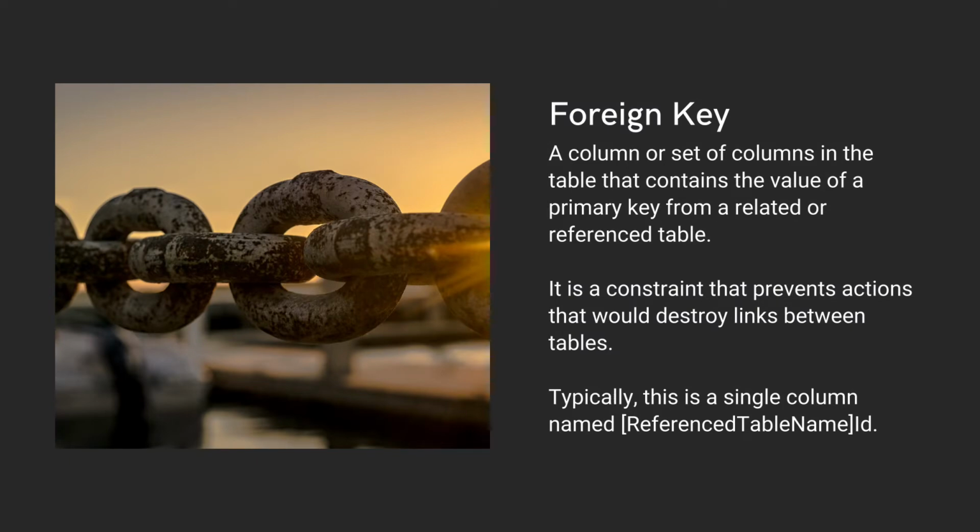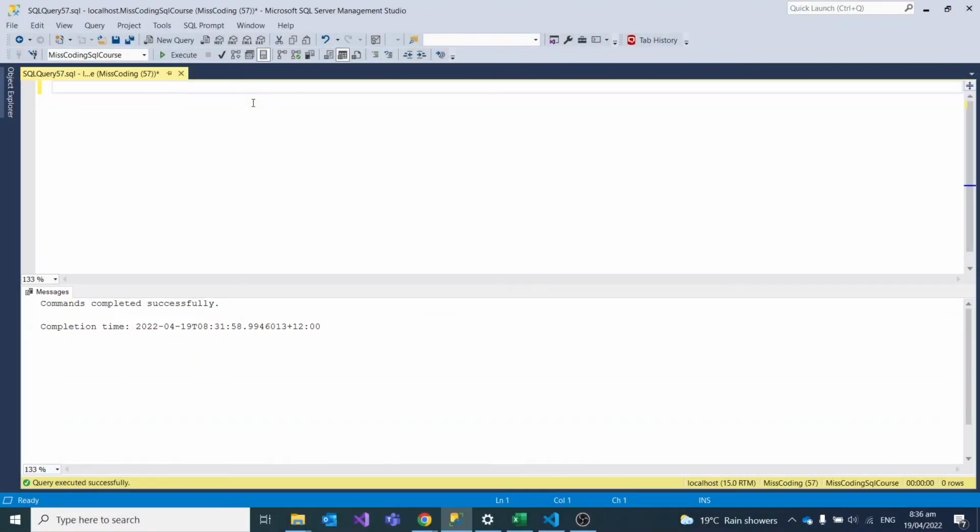In order to create relationships between your tables, you're going to need to specify foreign keys against your table. Basically, what these are is a column or set of columns in a table that contains the value of a primary key from a related or reference table. It is a constraint that prevents actions that would destroy links between tables, and typically you would name that something like student ID or teacher ID, where the table name would be the table that you're referencing. So now I'm going to show you how to create a table with a foreign key constraint.